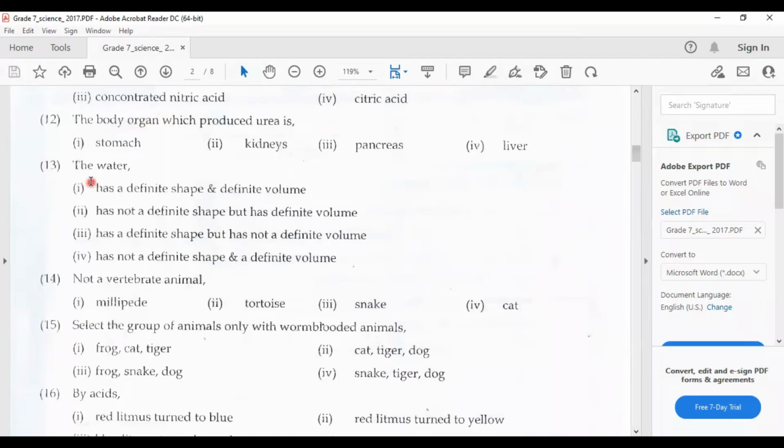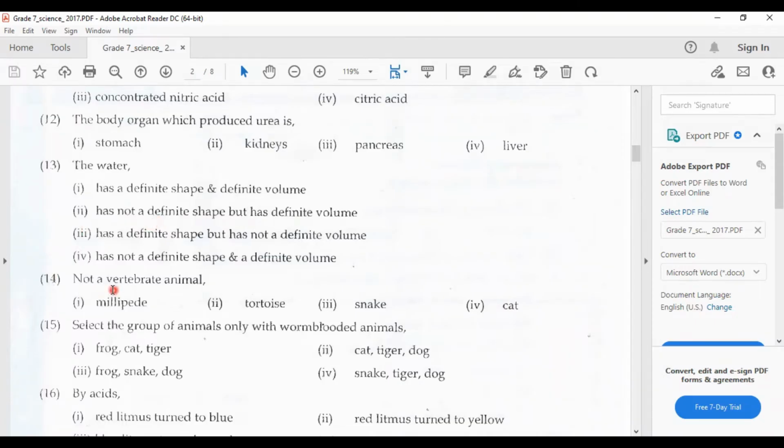13, the water, answer number 2, has no definite shape but has definite volume. Because water is a liquid, it has no definite shape. Always the liquid takes the shape of the container. Liquids have a definite volume. We can measure the liquid volume by using the units milliliters, liters, and we use the instrument measuring cylinder to measure the liquid volumes. So answer number 2 is the correct answer here.